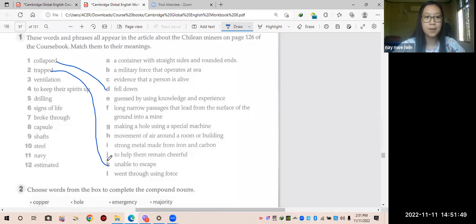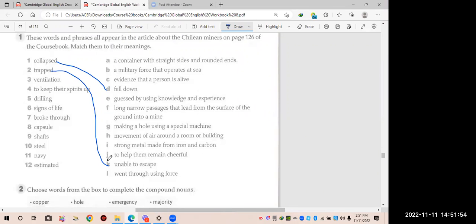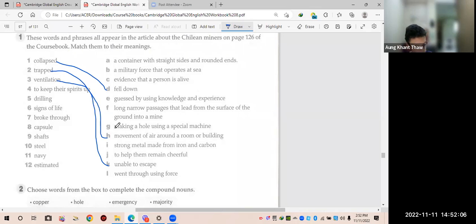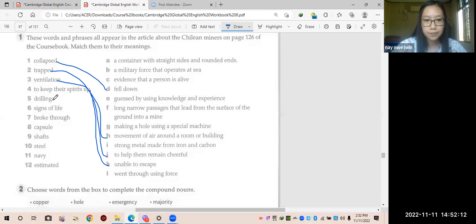Unable to escape. How about ventilation? H, movement of air around a room or building. So H, correct. And how about to keep their spirits up? J, to help them remain cheerful, right? So G, correct. And how about drilling? G.